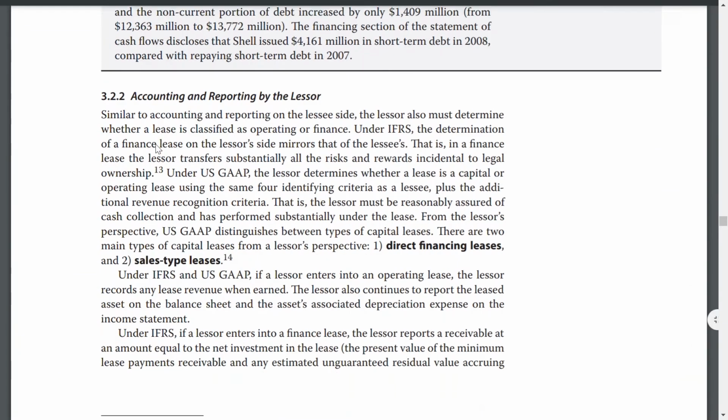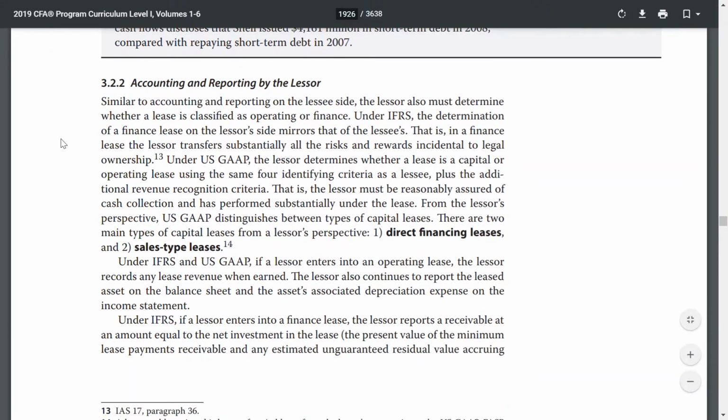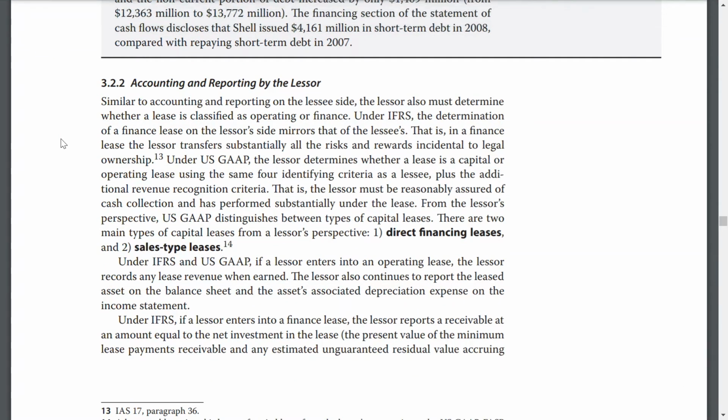Accounting and reporting by the lessor. Similar to accounting and reporting on the lessee side, the lessor also must determine whether a lease is classified as operating or finance under IFRS. The determination of a finance lease on the lessor side mirrors that of the lessee. That is, in a finance lease, the lessor transfers substantially all the risks and rewards incidental to legal ownership.